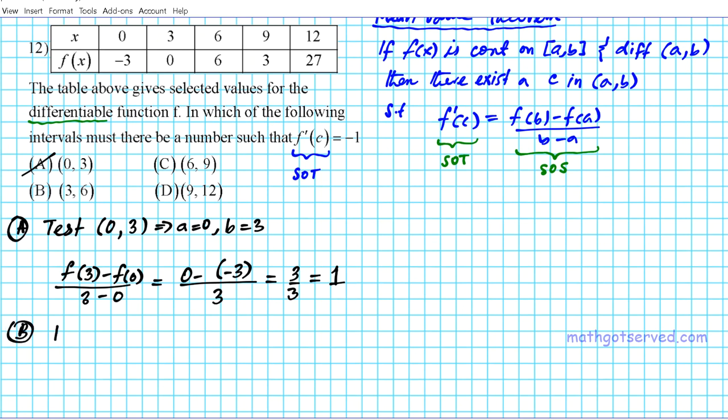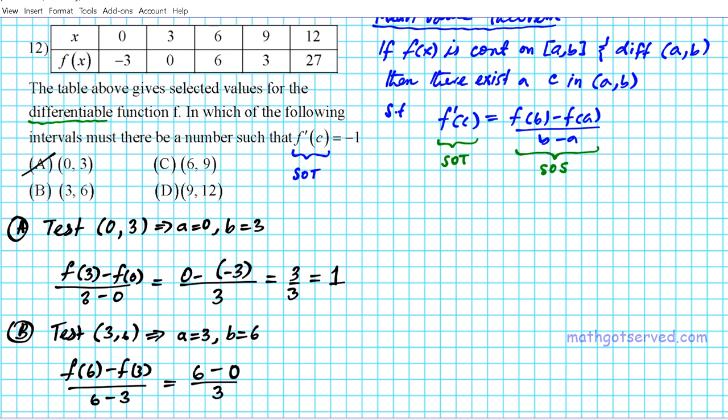We're now going to test 3, 6. That basically means that A is going to be 3, the lower bound of the interval, and B is going to be 6. So let's look for the slope of the secant line on that interval. f of B minus f of A divided by b minus a. Okay, so f of B is 6 minus f of A, that's 0. Using the table, 6 minus 3 is 3.